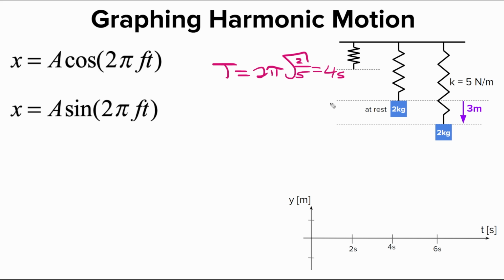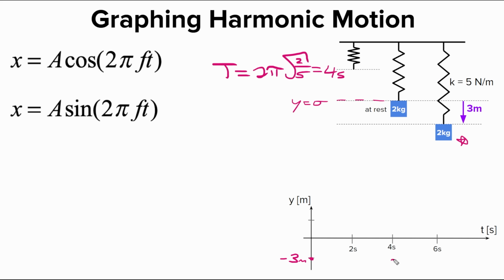But where should I start? Well, if we call this equilibrium point y equals 0, then I started 3 meters below it. So if I start my clock down here when I let go, I'm going to start down here at -3 meters, and then I should go through a full cycle in 4 seconds. That means I go all the way up and all the way back down in 4 seconds.